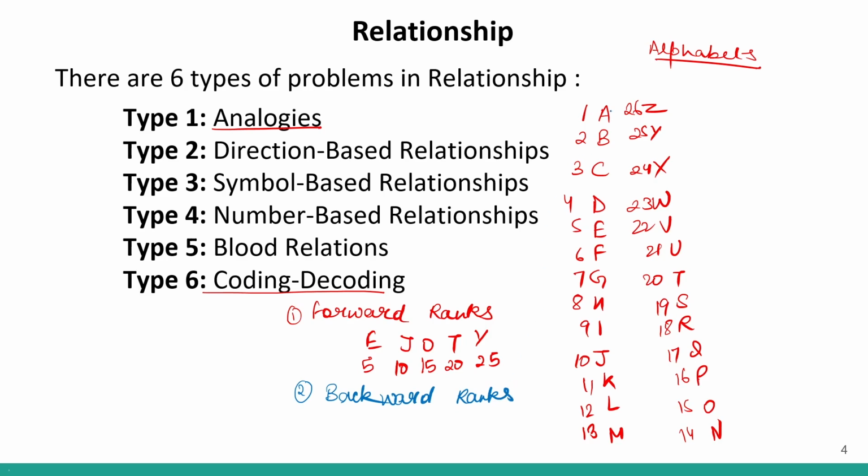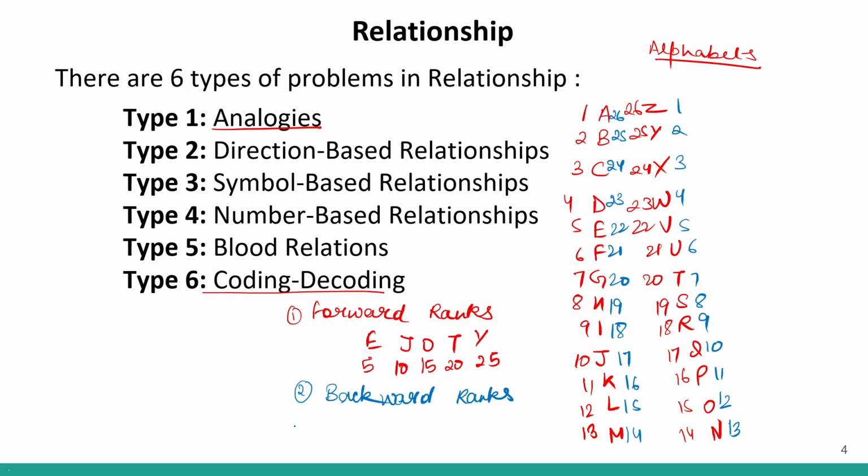So A would be 26, this will be 25. Similarly, Z would be 1, this would be 2. So 3, 4, 5, 6, 7, 8, 9, 10, 11, 12, 13, 14, 15, 16, then 17, 18, 19, 20, 21, 22, 23, 24, 25 and 26. These are your backward ranks, right?